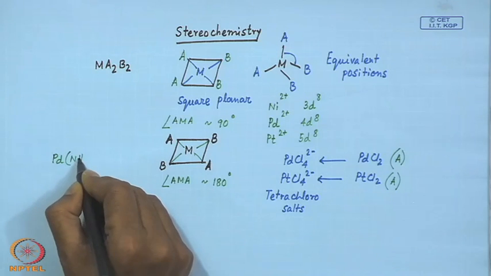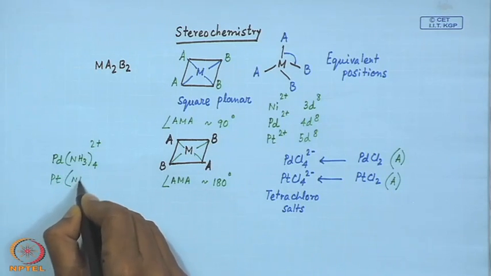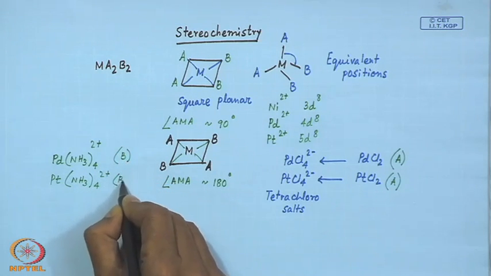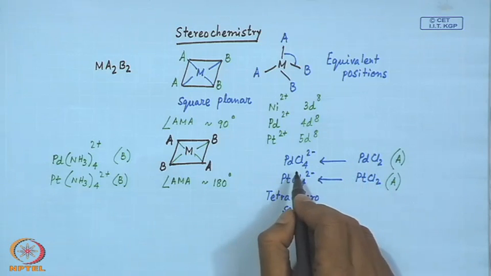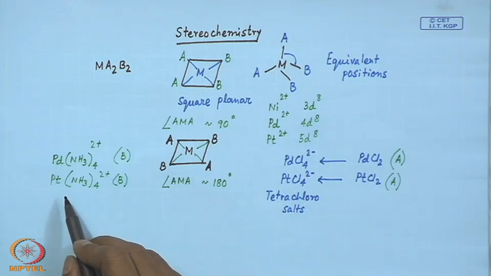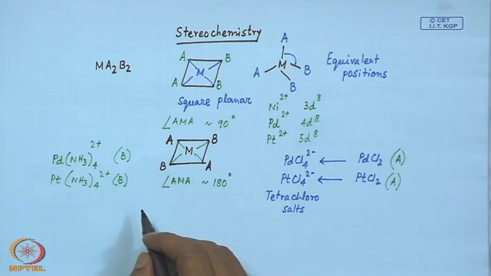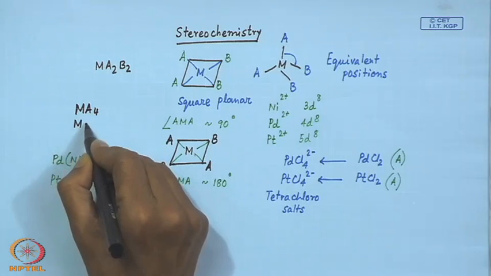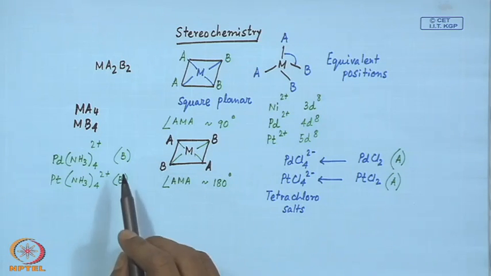So, if we have platinum or palladium, that means we are only having B. So, starting from palladium chloride or platinum chloride to tetrachloroplatinate or palladate, or the corresponding compound with our ammonia molecule, we get the simple MA4 and MB4 compounds.